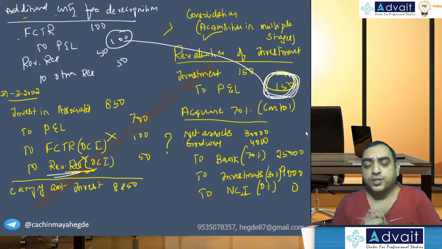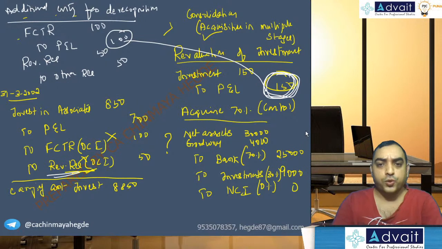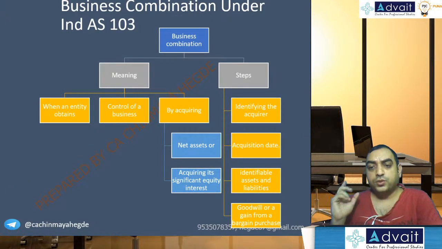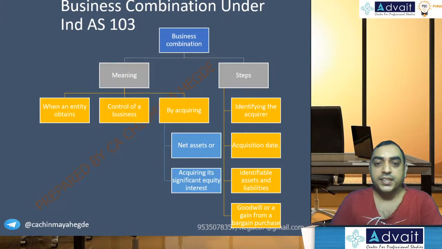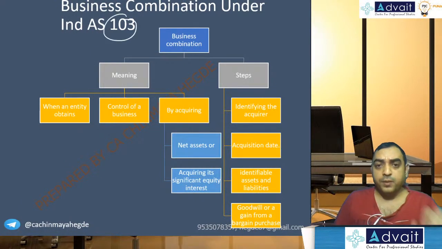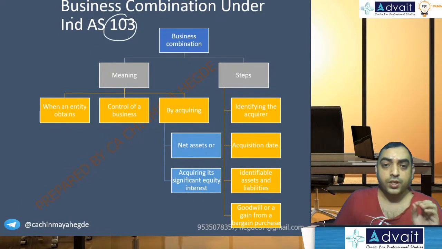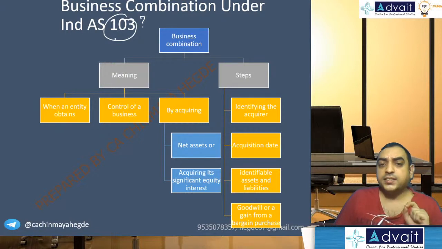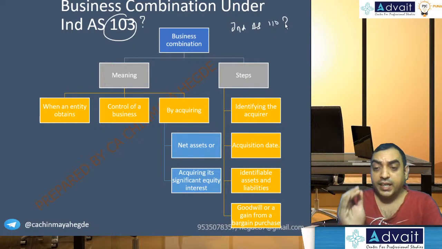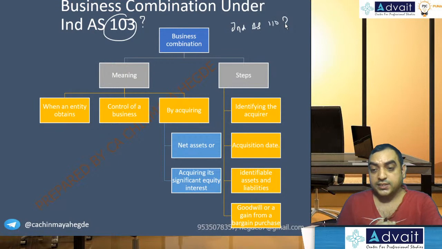Okay, so I'll be solving all those varieties also. Let us go to next, that is Ind AS 103, business combination. First of all, let me tell you, many people might have this confusion. When does Ind AS 103 apply? When does Ind AS 110 apply? For that, you have the example here. Business combination, Ind AS 103 applies.